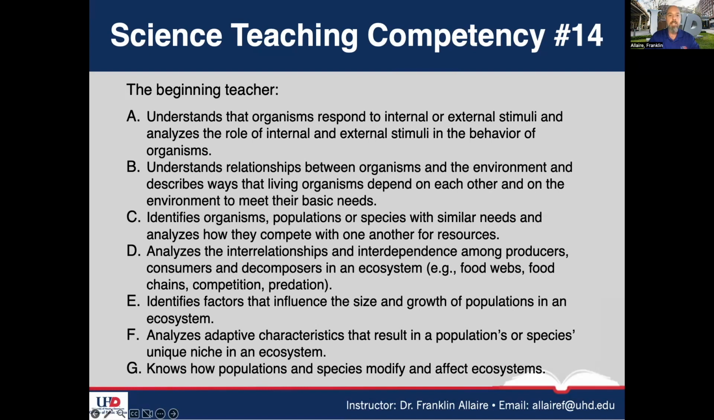analyzes the interrelationships and interdependence among producers, consumers, and decomposers in an ecosystem, such as food webs, food chains, competition, and predation, identifies factors that influence the size and growth of populations in an ecosystem, analyzes adaptive characteristics that result in a population's or species' unique niche in an ecosystem, and knows how populations and species modify and affect ecosystems.